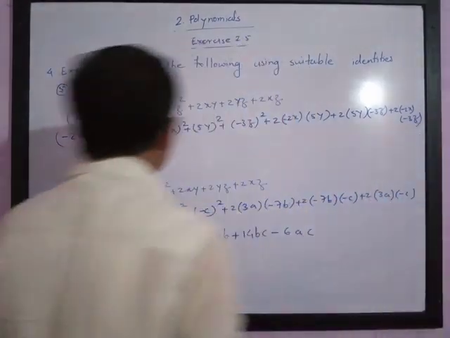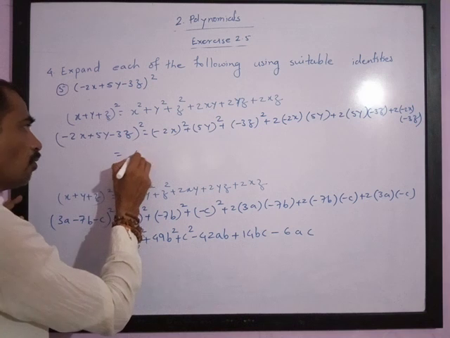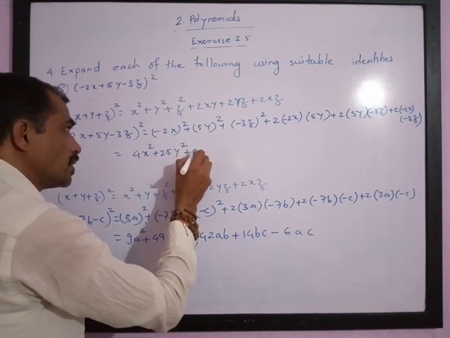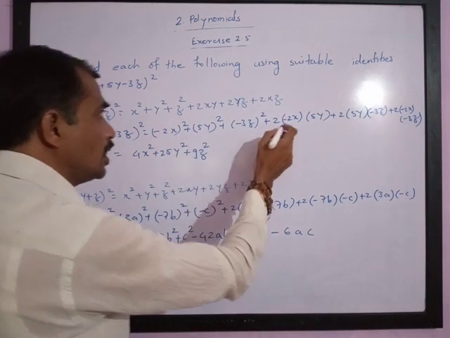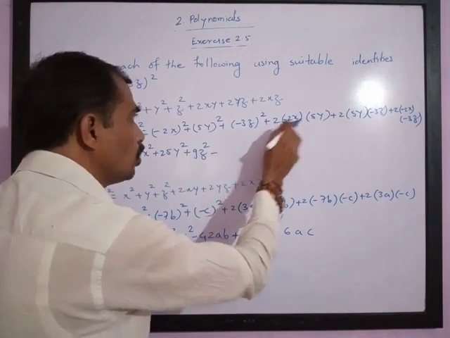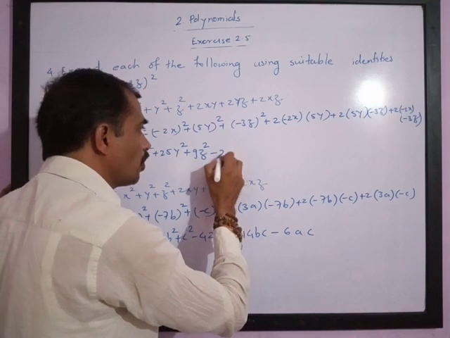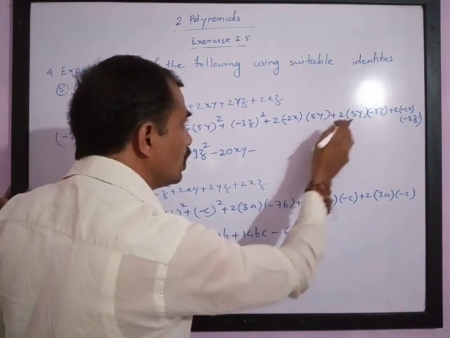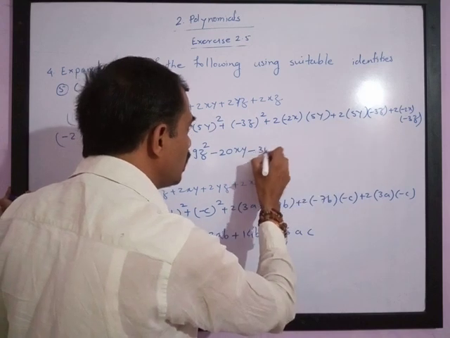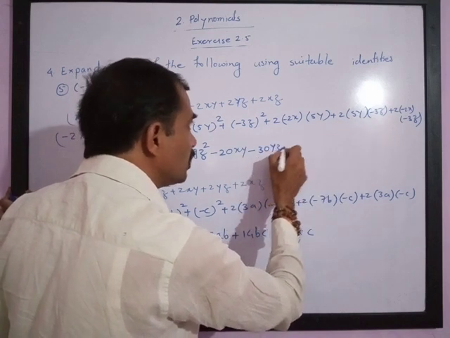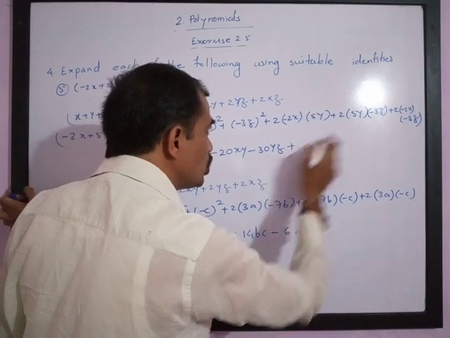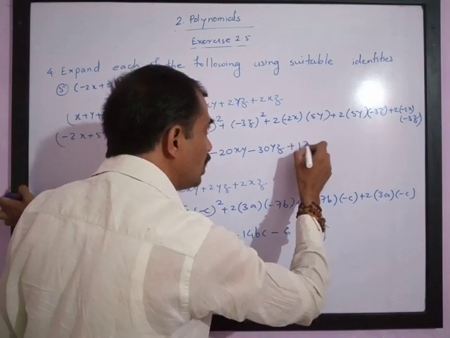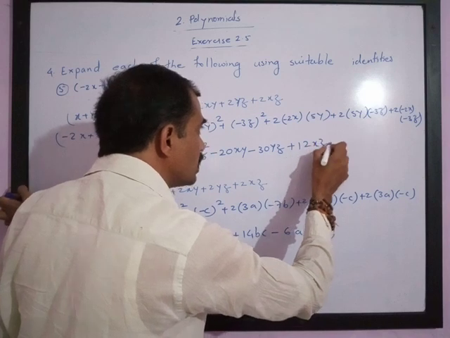So this becomes 4x square plus 25y square plus 9z square. This will be negative 2 into 4, 4 fives are 20xy. This will be again negative 5 into 2 is 10, 10 threes are 30yz, and this will be positive since two signs are negative. 2 into 2 is 4, 4 threes are 12xz.